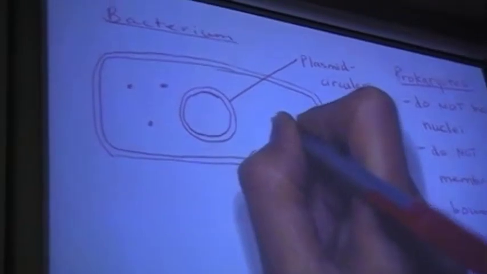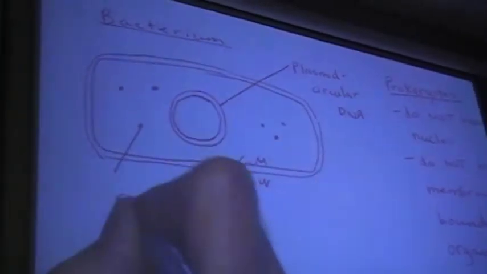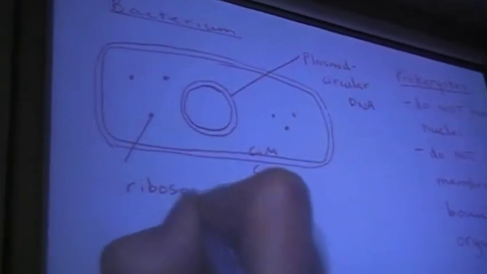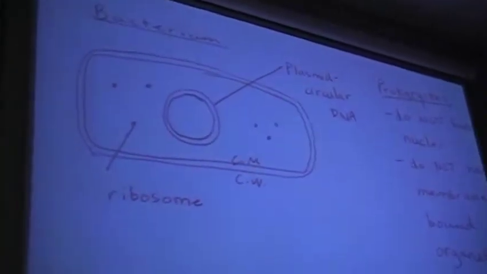Okay? So, this does not have membrane-bound organelles such as chloroplasts, mitochondria, but it does have some organelles. It has ribosomes. Thank goodness, if it didn't have ribosomes, it wouldn't be able to have proteins. The cell would not be able to make proteins. So there are ribosomes in bacteria.